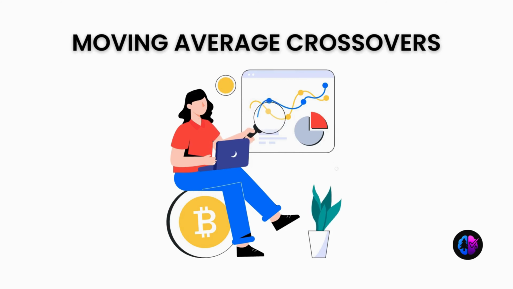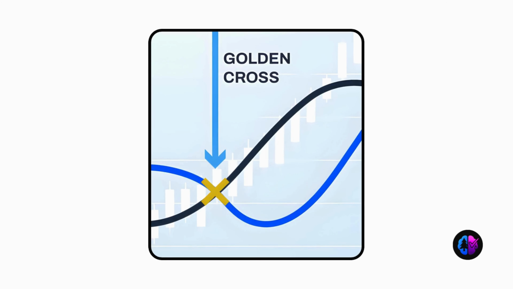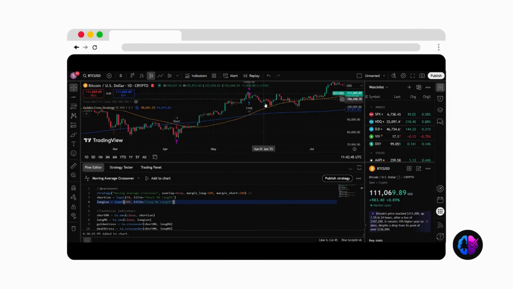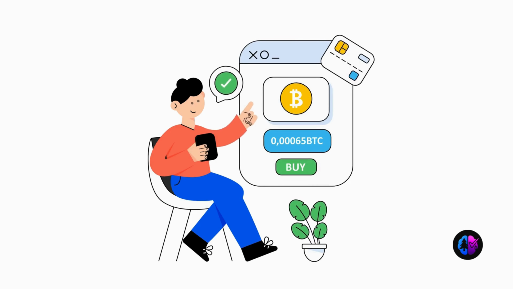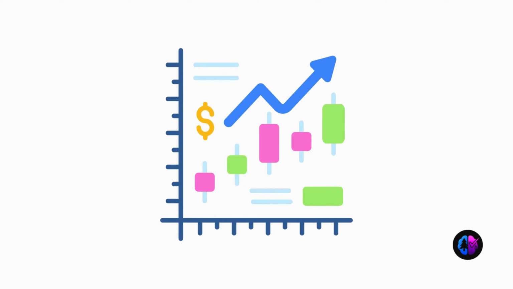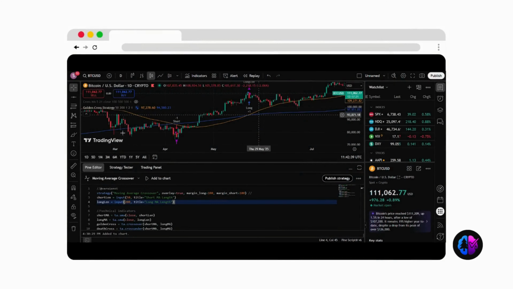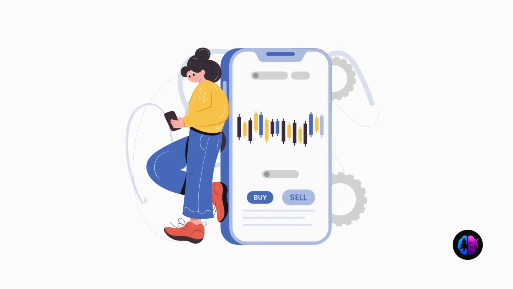Finally, moving average crossovers. Add two moving averages, a 50 period and 200 period SMA. You've probably heard of the golden cross, right? That's when the 50 period crosses above the 200 period. A massive buy signal indicating strong uptrend momentum. The opposite? The death cross. When the 50 crosses below the 200, that's your warning to sell or stay out.